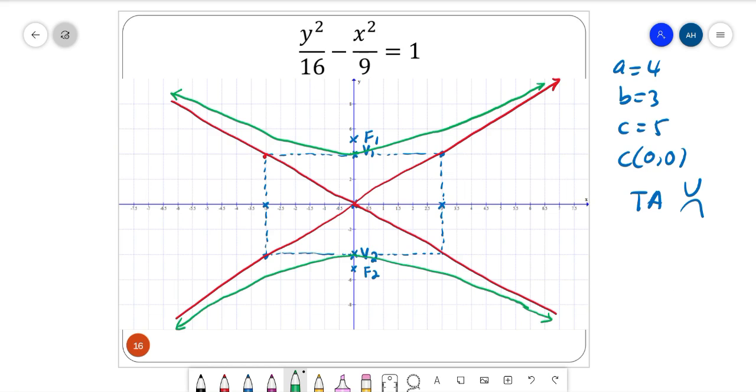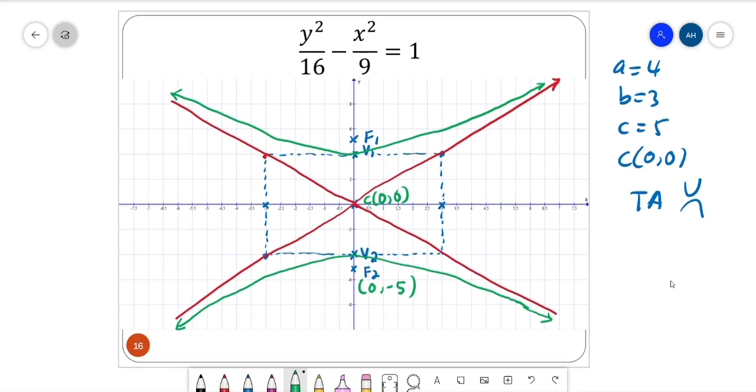Now I want to label the coordinates of each of these points, five of them all together. That is the center C at 0, 0, right? Okay, F2 is what? F2 is 0, negative 5.